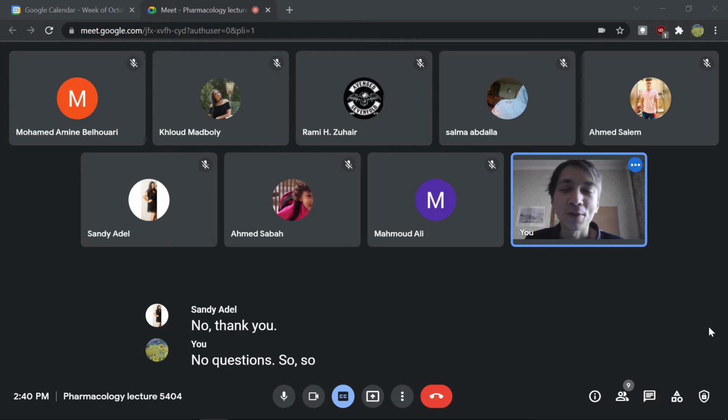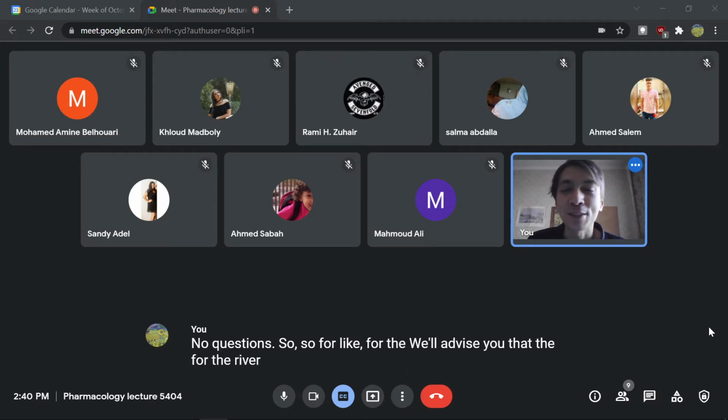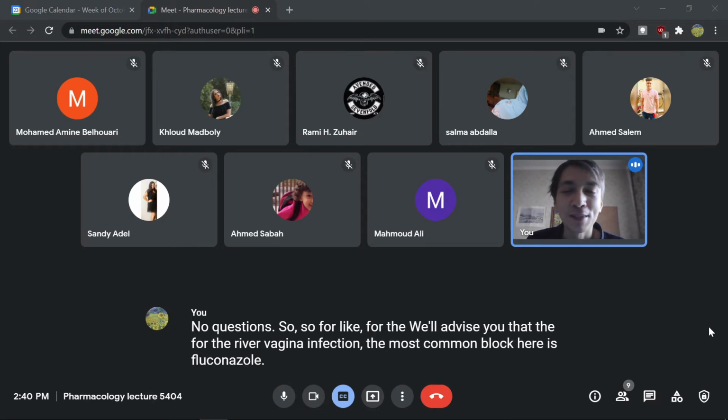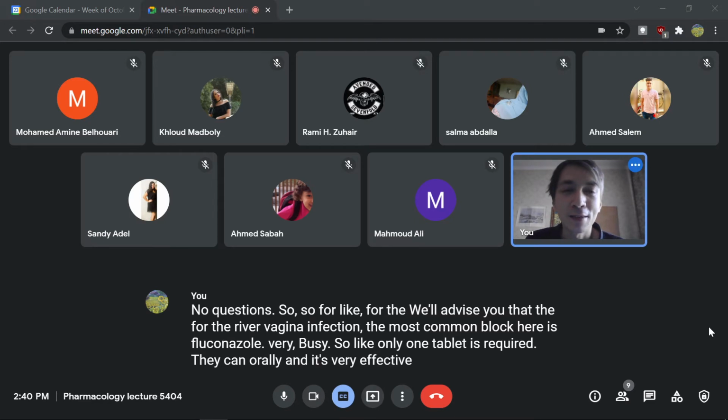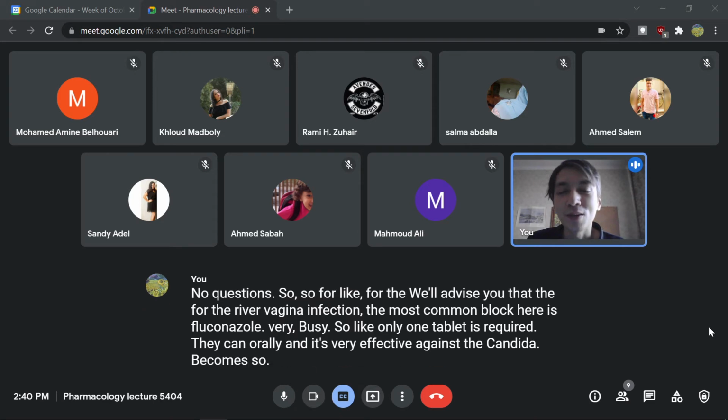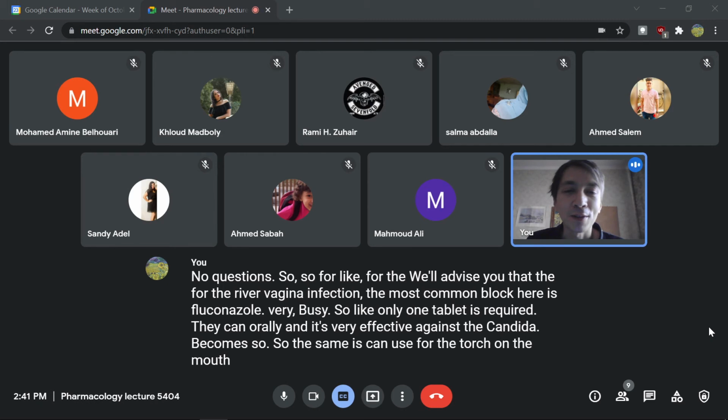So for the vulvovaginal infection, the most common drug used is fluconazole. It's very easy, only one tablet is required, and it's taken orally, and it's very effective against Candida albicans. The same can be used for thrush in the mouth and other most common Candida diseases.